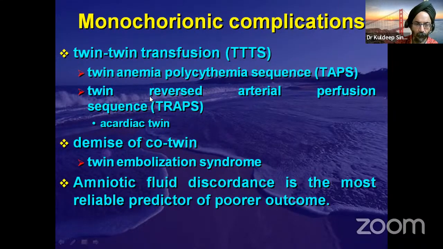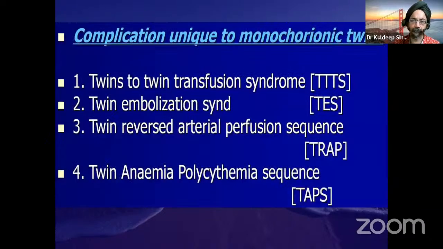We can look for the acardiac twin when we're looking at a TRAP sequence. We can have a demise of a co-twin, a twin embolization syndrome. There can be discordancy of the amniotic fluid, which is the most reliable predictor that a problem is starting. Complications, these are unique to monochorionic twins.